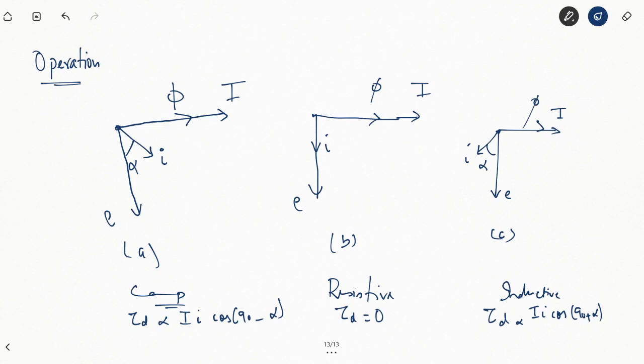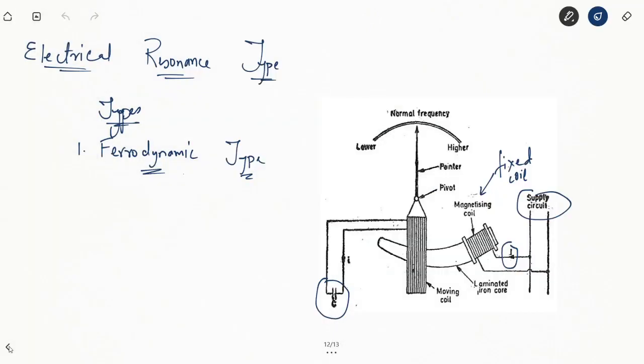So hence the deflecting torque on the moving coil will be 0 when the inductive reactance is actually equal to the capacitive reactance, or we can simply say this circuit is purely resistive at that time. So at that time there will be no deflection of the pointer. So you can see we can have a positive deflection, we can have a negative deflection, or we can have a zero deflection of the pointer depending upon the nature of this moving coil, whether it's inductive in nature, whether it's capacitive in nature, or whether it is a resistive circuit in nature.